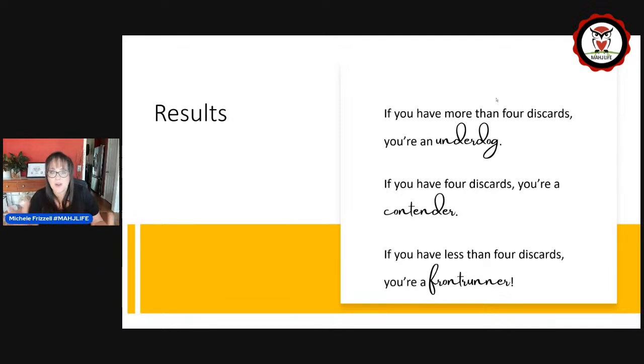And all this is why Mahjong is so complex, and one reason why many of us love it, because it really keeps your mind active.